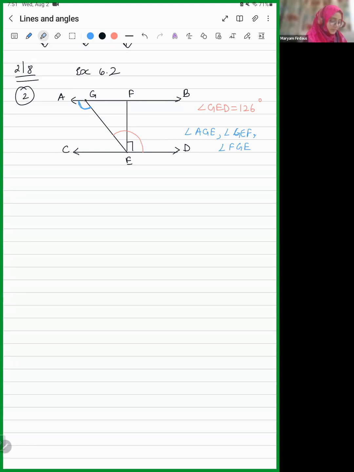So you said that angle GED is 126 and we have to find the angle AGE, right? So 180 minus 126 is equal to angle AGE. Why is it equal to 180 minus 126? Because it's a linear line. But GED is 126. GED is the pink angle. I am asking you angle AGE. AGE is the angle which I have marked in blue. What is the relation between these two angles?